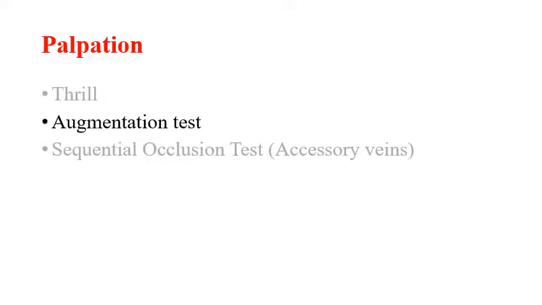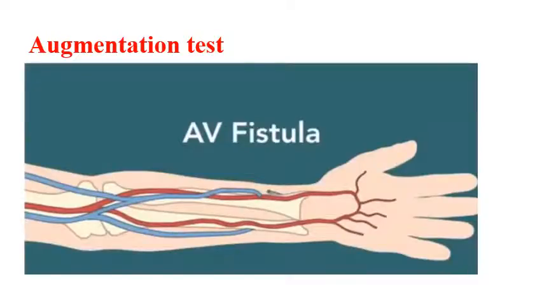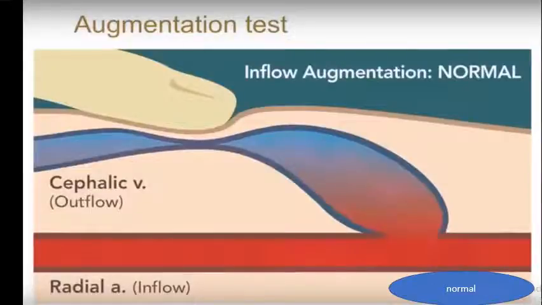After this, we have to do the augmentation test. What is meant by the augmentation test? Again, I'll say that the artery is the inflow of the AV fistula and the vein is the outflow of the AV fistula, draining the AV fistula or taking the blood out of the AV fistula. Usually, the augmentation test is done like this.